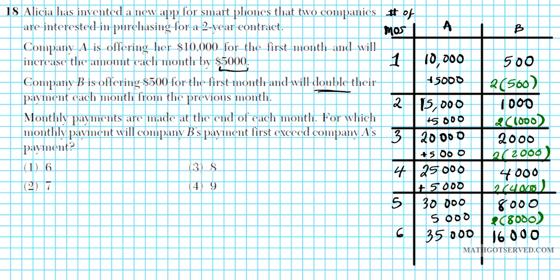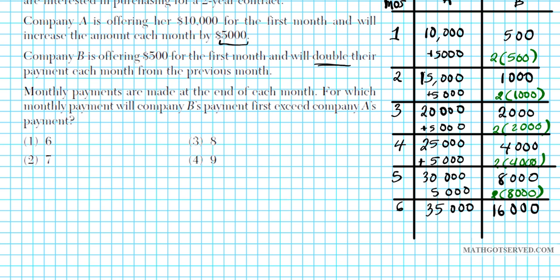All right, keep on going. We're waiting for the first month where Company B's payment exceeds that of Company A. If you look at the options here, it starts from 6, so the answer should be coming up relatively soon. For the 7th month for Company A, we add another 5,000, which gives us 40,000. For Company B, we double the previous month, 16,000, and that gives us 32,000.